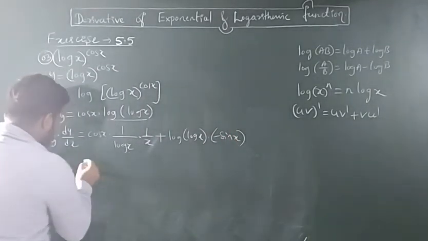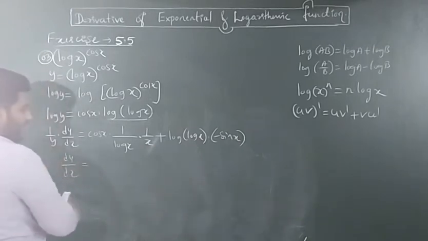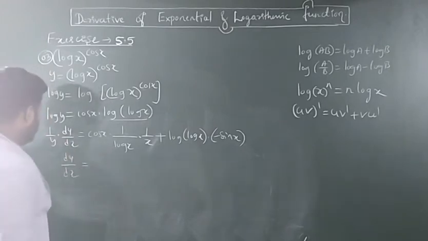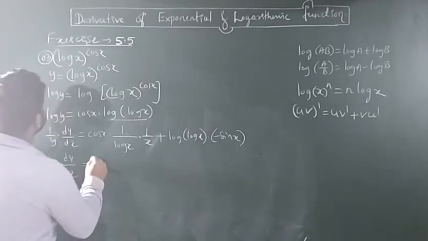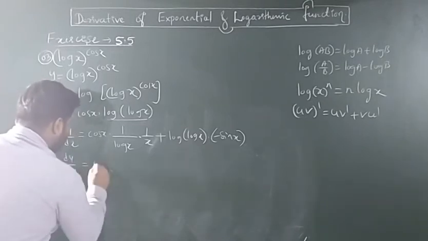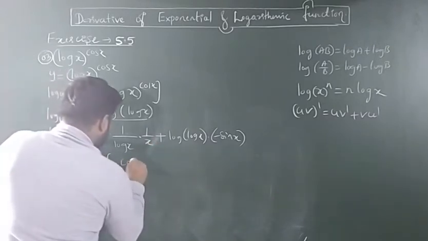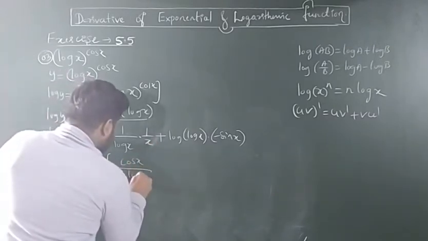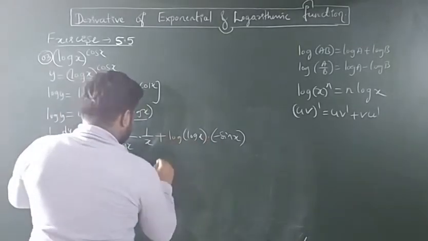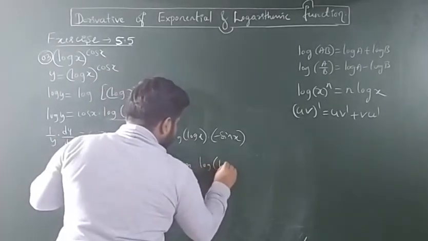Yes. So now simplifying this, dy by dx equals, you take this y to this side. Here it is a dividend, whenever you take it to this side, it becomes the numerator. So y into, y is nothing but log x to the power cos x, y as it is. Whatever is there, you simplify: cos x divided by x log x. Next one, minus sin x into log of log x.